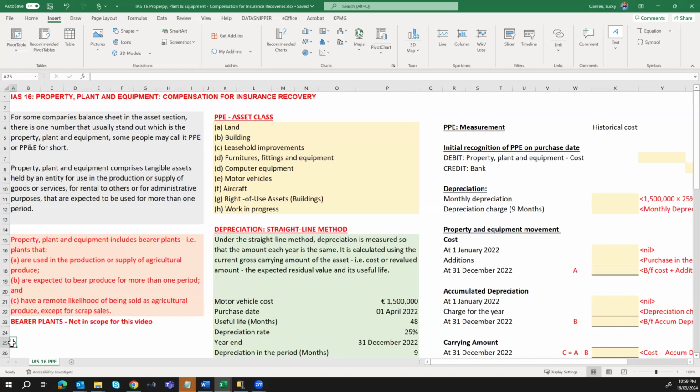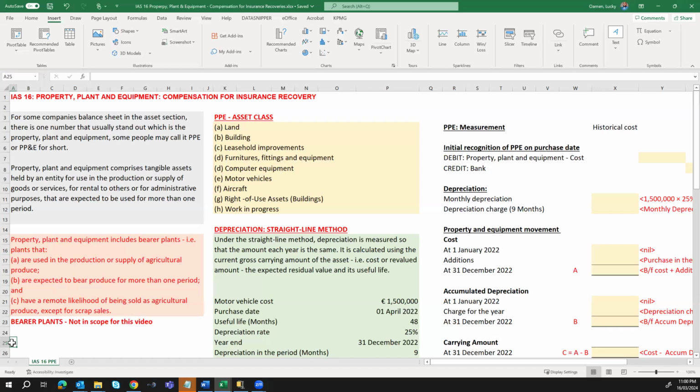So we have various PPE asset classes. The first ones are land and building, leasehold improvement, furniture, fittings and equipment, computer equipment, motor vehicles, aircraft, right of use assets on buildings, and work in progress. Property, plant and equipment also includes bearer plants, that is plants that are A, used in the production or supply of agricultural produce, B, expected to bear produce for more than one period and have a remote likelihood of being sold as agricultural produce except for scrap sales. So bearer plants are not in scope of this video.